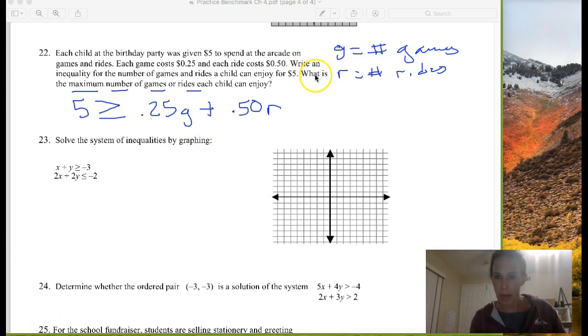The second part asks me, what is the max number of games and rides each child can enjoy? We'll write an inequality. We did that part. We found the inequality. So we want to know the max number of games or rides.